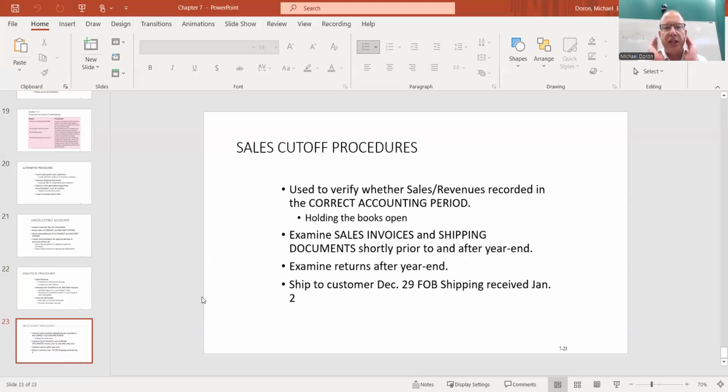Okay, finally, sales cutoff. We already know this, but we can just review it. It is used to verify whether the sales and revenues have been recorded in the correct accounting period. How you do that, you examine sales invoices and shipping documents shortly prior to and after year end, and also examine all the returns that happen after year end. So, an example, you shipped out to the customer on December 29th, FOB shipping, and they received it January 2nd. Is that a sale this year or next year?